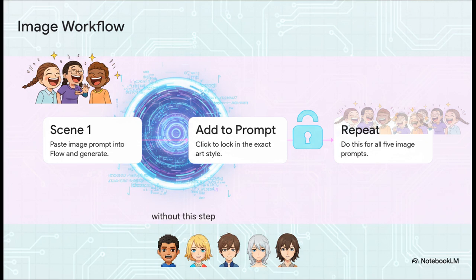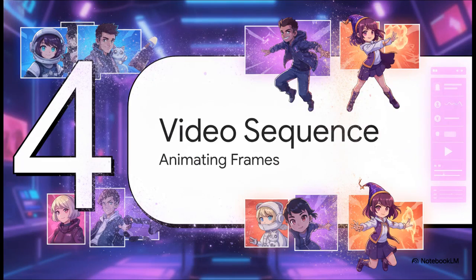Then you just paste the prompt for scene 2, generate, and click Add to Prompt again. By seamlessly repeating this across all 5 scenes, you guarantee that your slapstick cartoon maintains perfect visual consistency. Without this one little step, your scenes would literally look like they were pulled from 5 totally different TV shows. Okay, let's keep it moving.